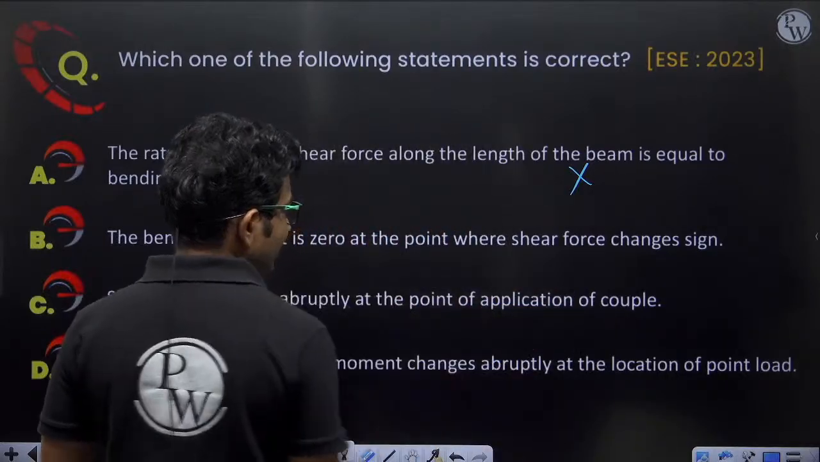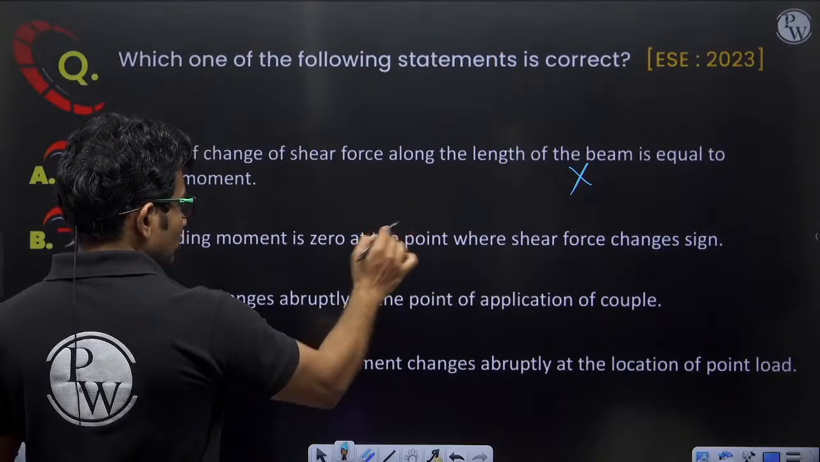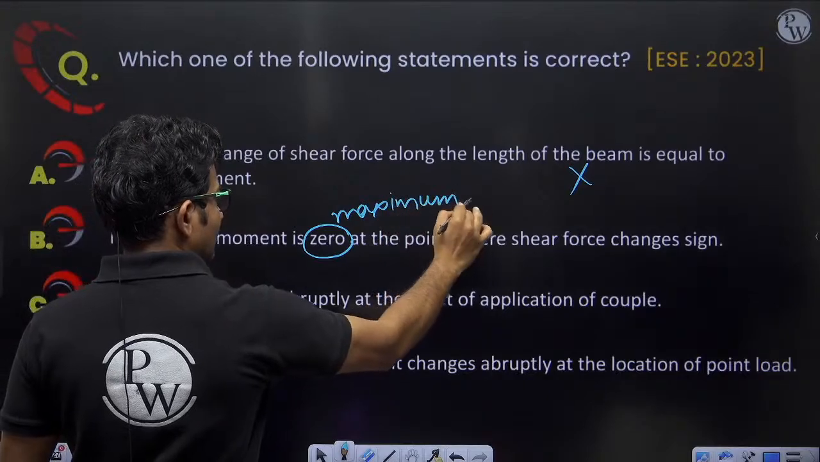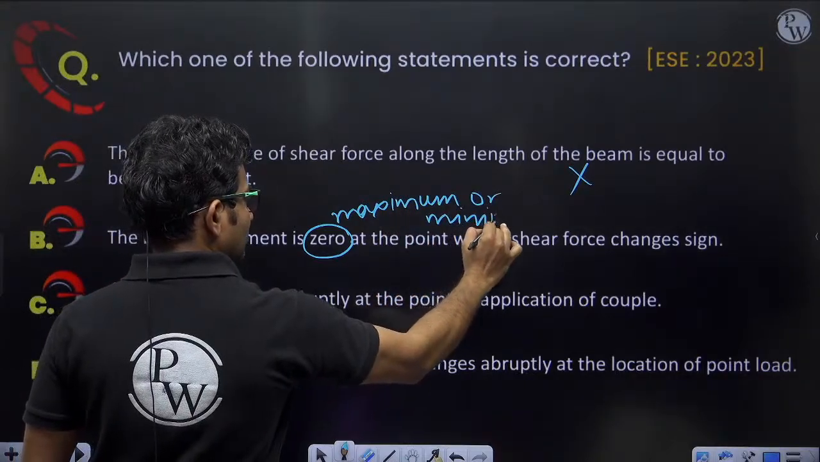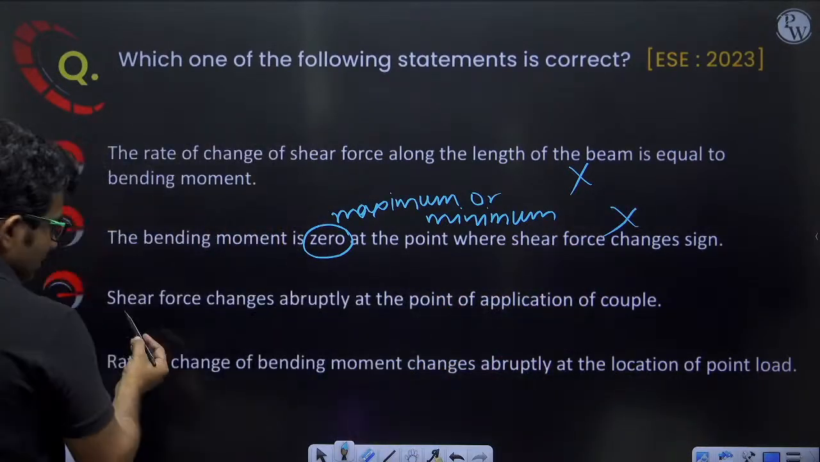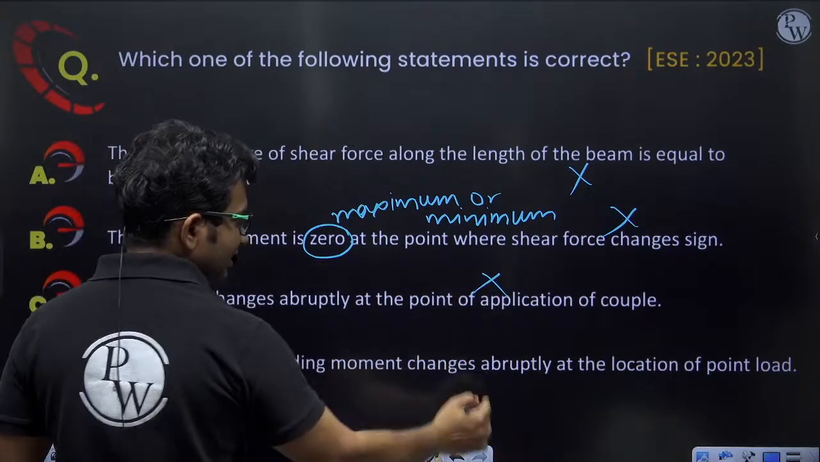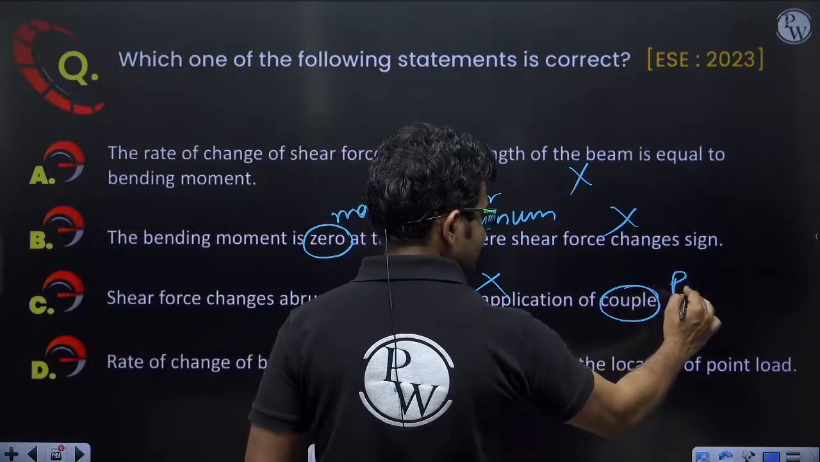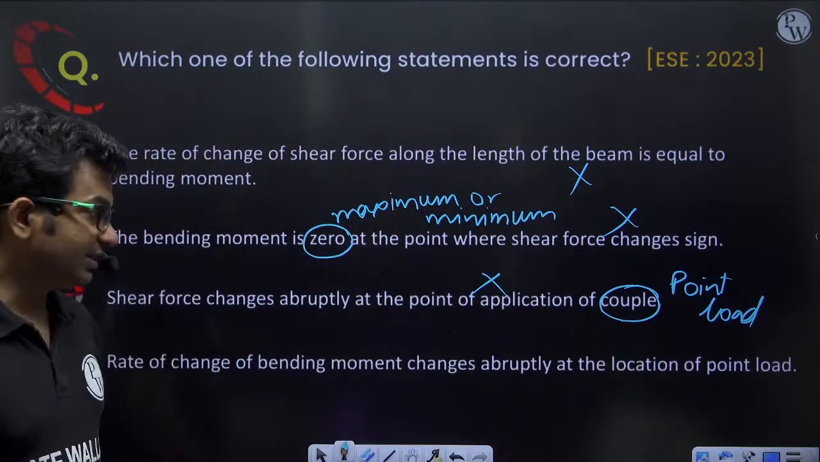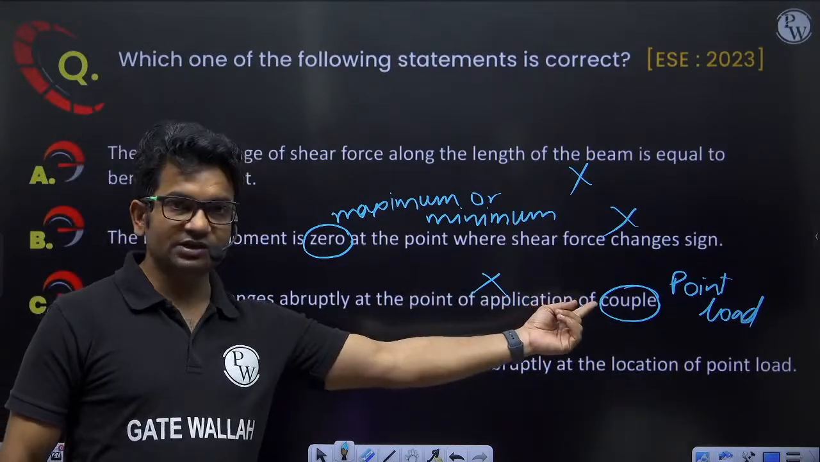Bending moment is 0 where the shear force changes sign. No, bending moment is maximum or minimum. Okay, so this is also wrong. Shear force changes abruptly at the point of application of couple. Wrong. At the point of application of point load. Shear force changes abruptly means suddenly. There is sudden change in shear force at the point of application of point load.